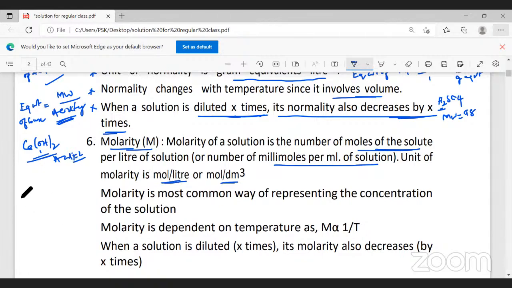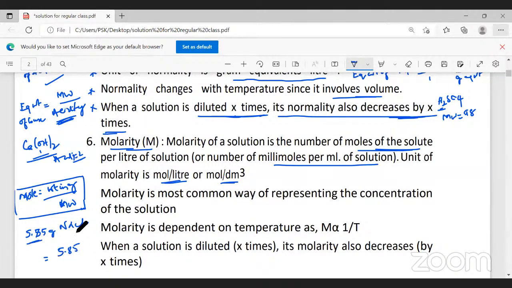Now, you know what a mole is? How do you calculate a mole? Weight in grams divided by molecular mass is called a mole. If I say calculate the number of moles of 5.85 grams of NaCl, how do I calculate the number of moles? The given weight is 5.85. What's the molecular mass of NaCl? 58.5. So divide. Therefore, 5.85 grams of NaCl will be how many moles? 0.1 mole. Are you following?